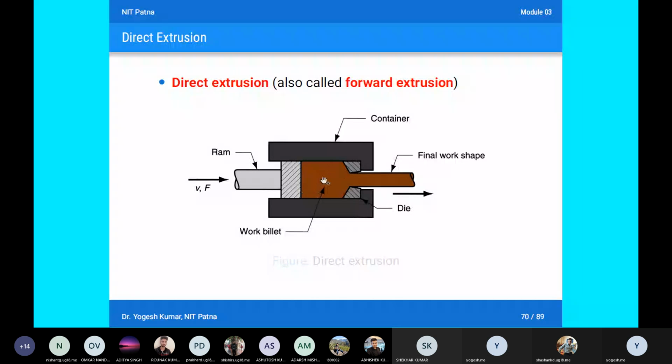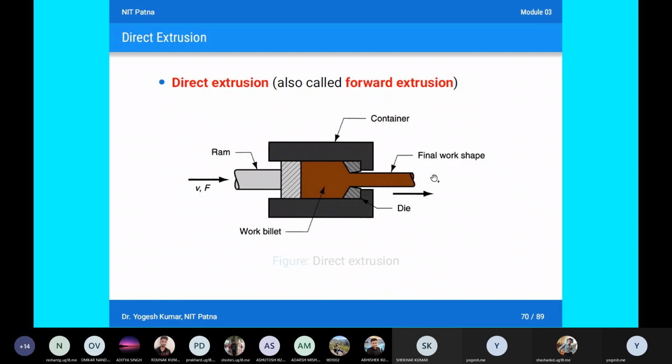Under this you can see the direction of force as well as of material coming out is the same. It is from left to right. So under direct extrusion, the material is extruded in the direction of force applied. The force is being applied from left to right, so material is being extruded from left to right.